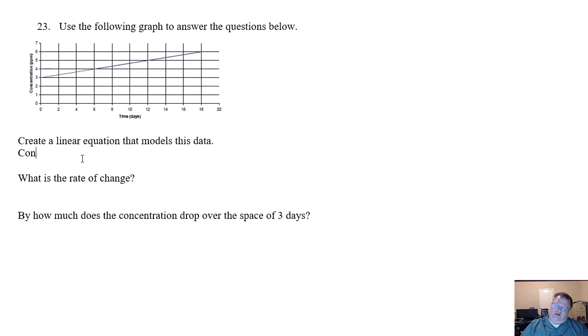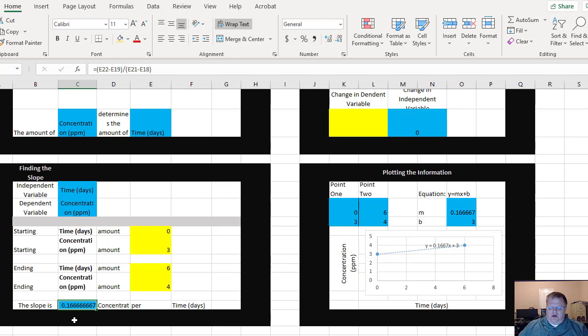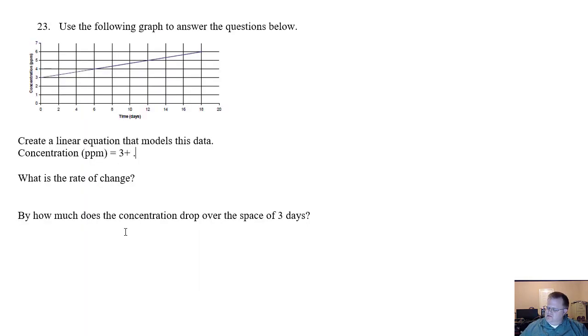So our concentration, concentration in parts per million. Well, what does that equal? That equals 3 plus, because our initial amount would be 3, and our slope is 0.167, times time in terms of days. So if you tell me the days, I can tell you how much concentration there is. So the rate of change in this case is that 0.167.